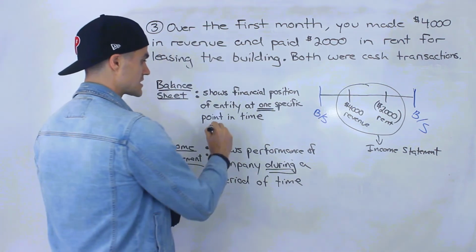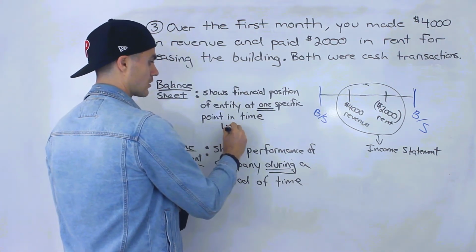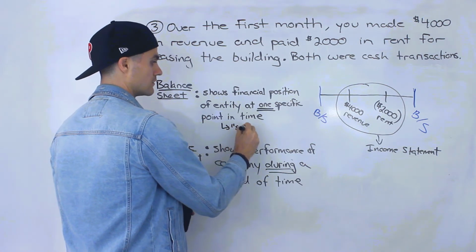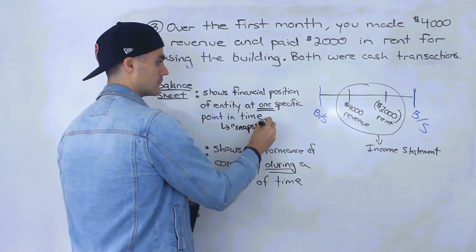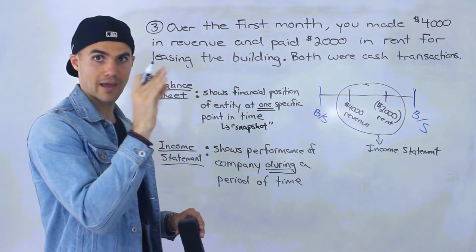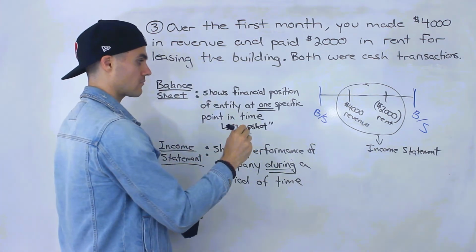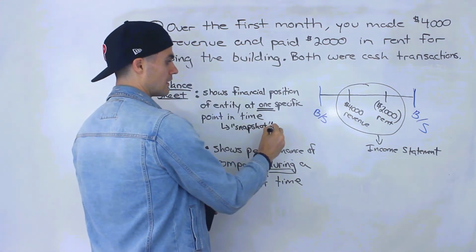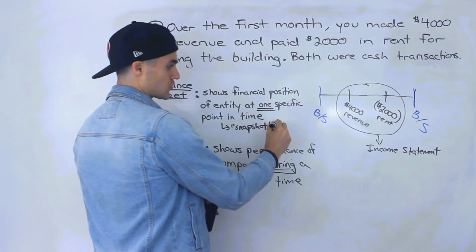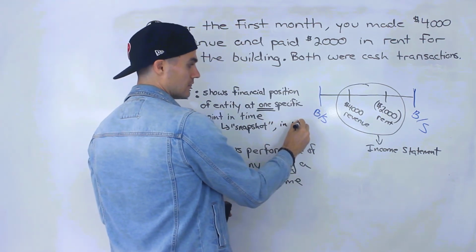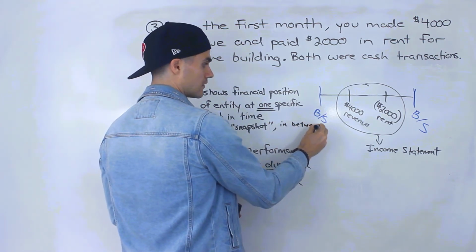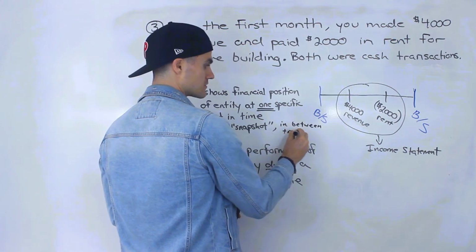So sometimes you'll see this balance sheet called the snapshot of a business, the snapshot at one point in time. And the balance sheet is created in between transactions.